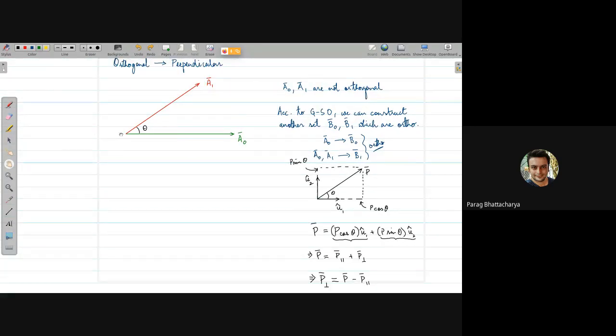Okay, so now let's normalize a0. The first step is to normalize a0. How do you normalize a0? All you need to do is take vector a0 and divide it by its own magnitude.